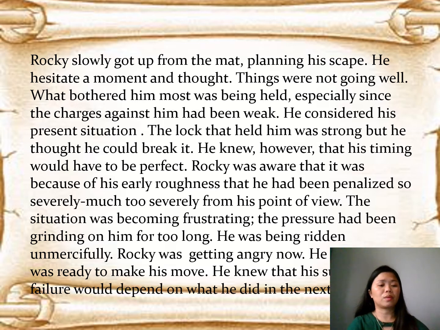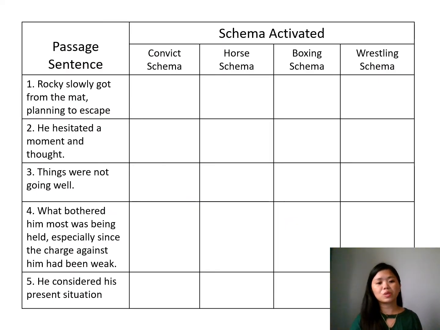Okay, let's go to Table 4.2.1. Okay, classmates, now let's go to the interpretation of the schema. There are four schemata activated: the convict schema, horse schema, boxing schema, and wrestling schema. So under sentence number 1, Rocky slowly got up from the mat, planning his escape. Under the convict schema, check, maybe, because a mat is something to sleep on, and Rocky might escape from jail.